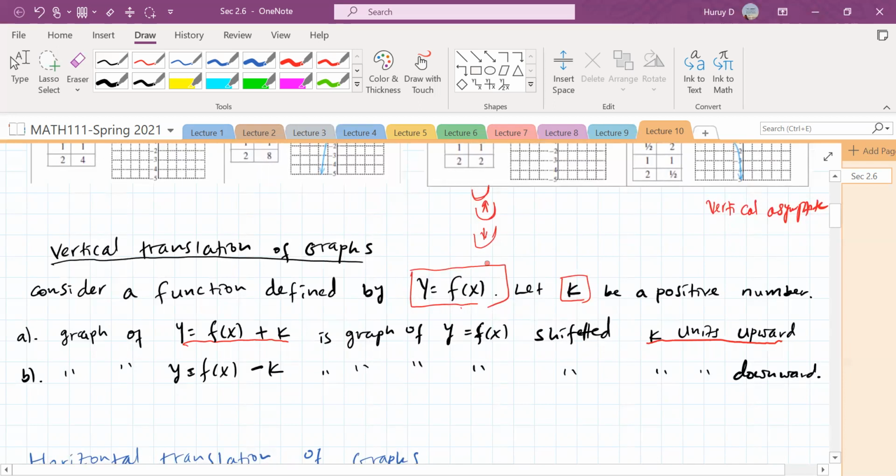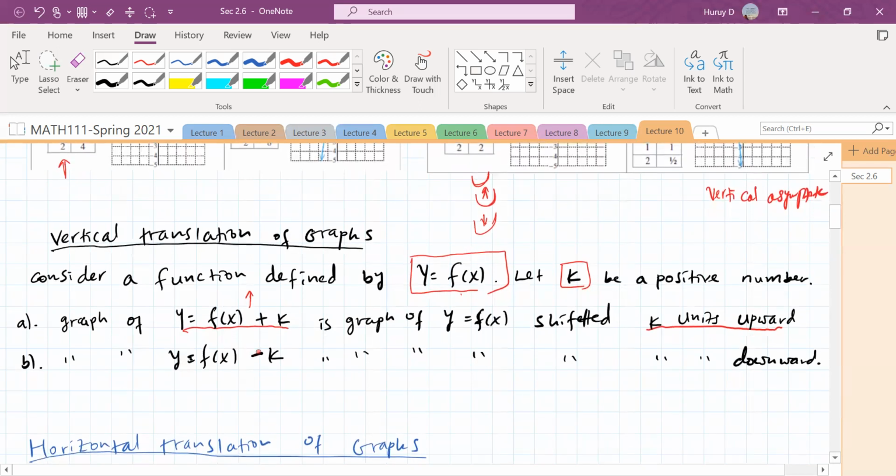So if you have the graph of the original function, to graph this one you don't need to prepare a new table of values. You just use the graph of this parent function, as we call it, and shift it up by k units. That means it's only shifted up by k units. Otherwise, the shape is the same. They have the same shape. The shape doesn't change in this case.